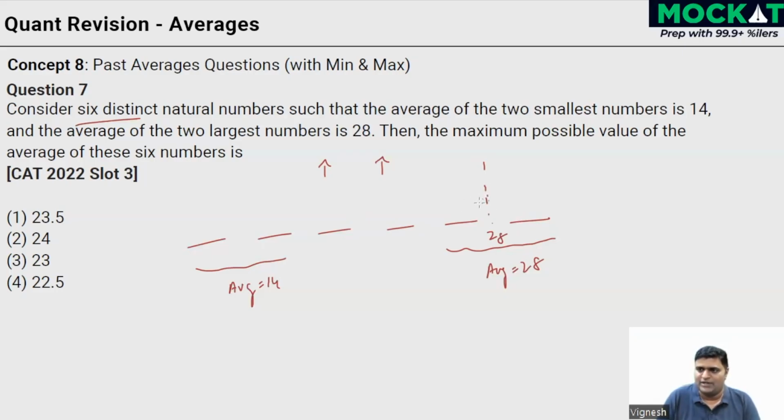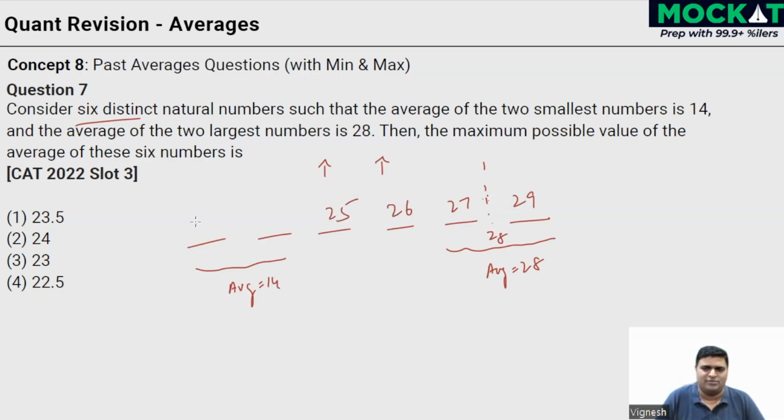If this is 28, this is also 28, not allowed. They have to be distinct. So just one less than 28. One less than 28, I can have 27 and 29 over here. And as I want distinct numbers, if this is 27, one less than it is the highest possible I can put here. Next highest I can have is 25.